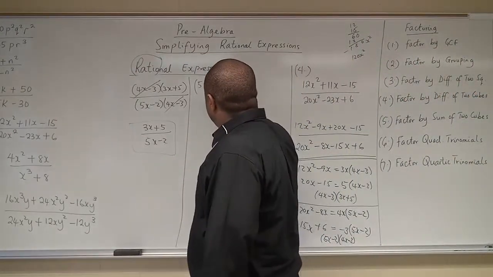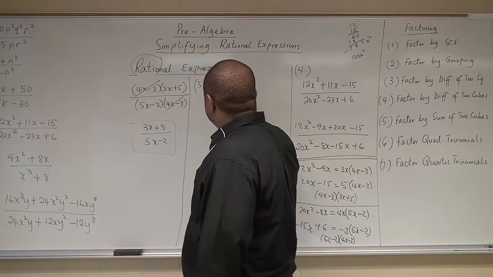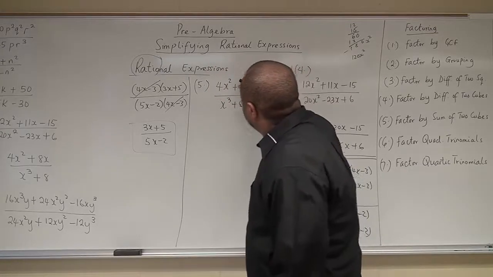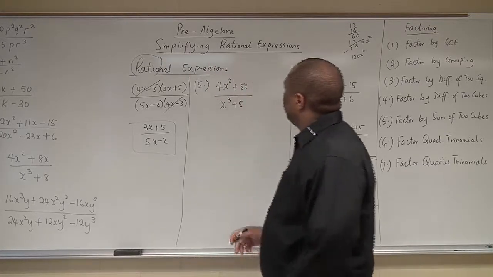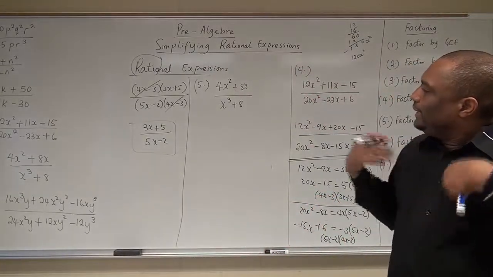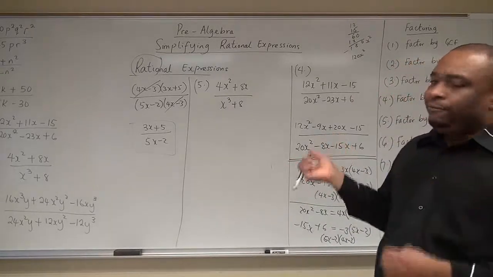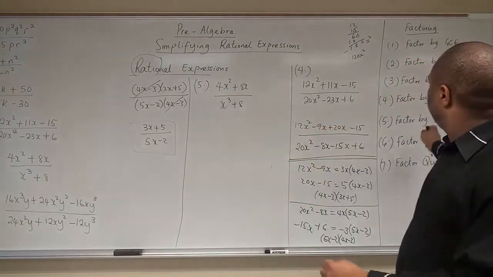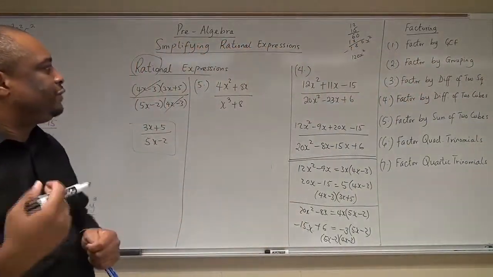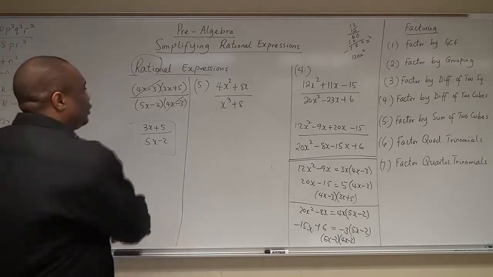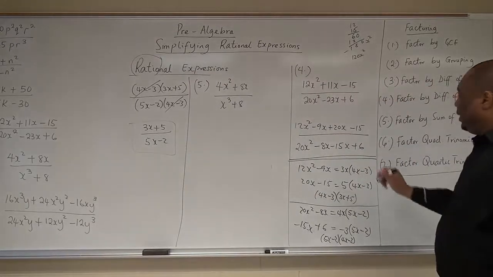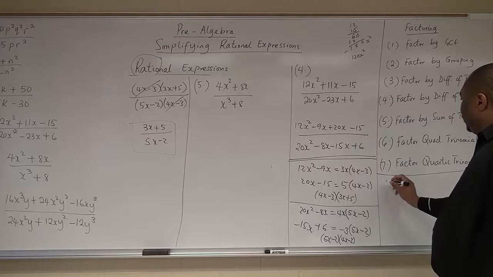Question 5: 4x squared plus 8x all over x cubed plus 8. Our numerator we can factor by GCF, and for the denominator we have to use the sum of 2 cubes. Our numerator is factored by GCF, our denominator is sum of 2 cubes, so we have to write the sum of 2 cubes formula. Let me write everything here.